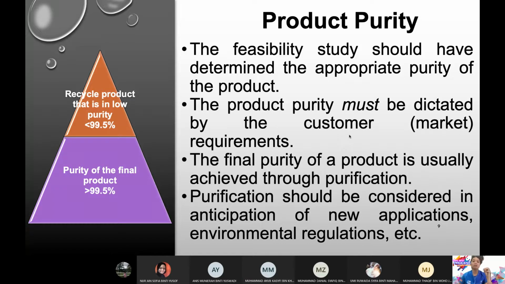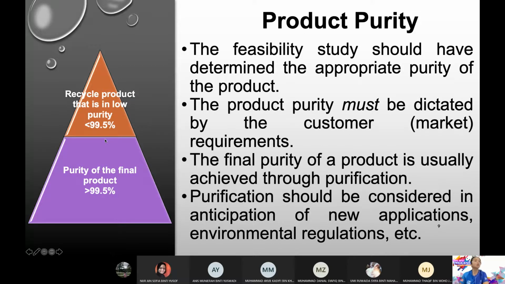But you can see the purity of the chemical, kamu akan nampak, kamu akan tahu dah apa purity yang biasanya dijual untuk chemical tu. So you must remember, tak semestinya mesti 100% purity. It really depends on your customer needs. Okay, so that's why purity is always an important part in your chemical plant.